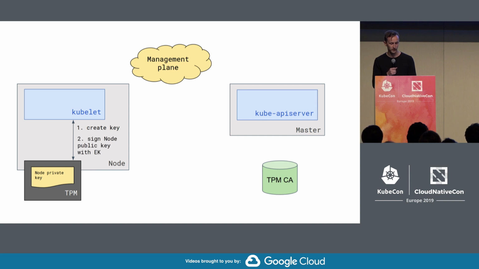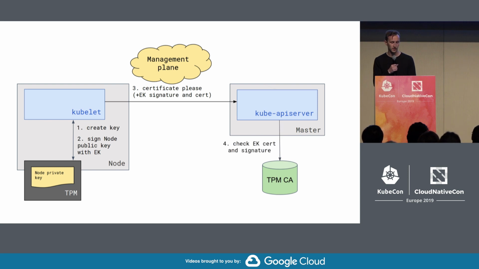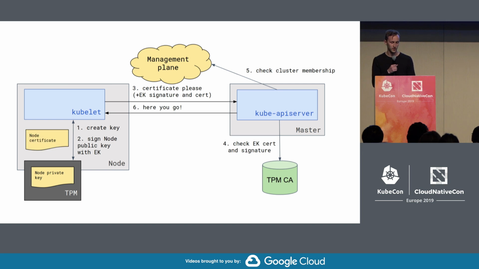We sign the CSR with the AK, send that over to the master, which validates it, validates membership, and sends back a certificate that's stored on disk. So it's okay to store the certificate itself on disk. Without the private key, you can't really use the certificate on its own for a TLS handshake. And the attacker can no longer steal this private key to do node impersonation offline.